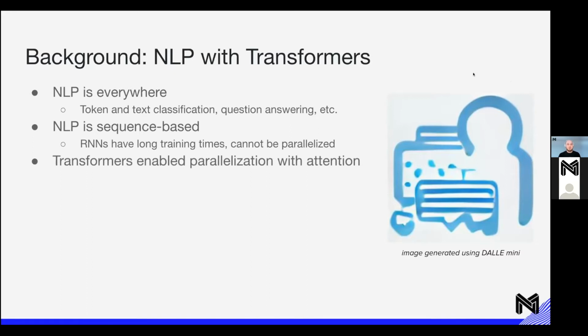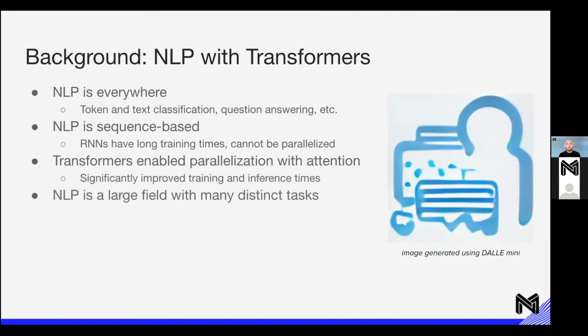Transformers enabled parallelization with attention, right? So we can take a certain set of sequences, and then the attention layers can come in and relate which sequences are actually important to each other, right? Which words are important to be able to extract meaning from text. And this significantly improved training and inference times because now we can actually parallelize, we can do batches, and this helps both, as I said, on the deployment and on the training side.